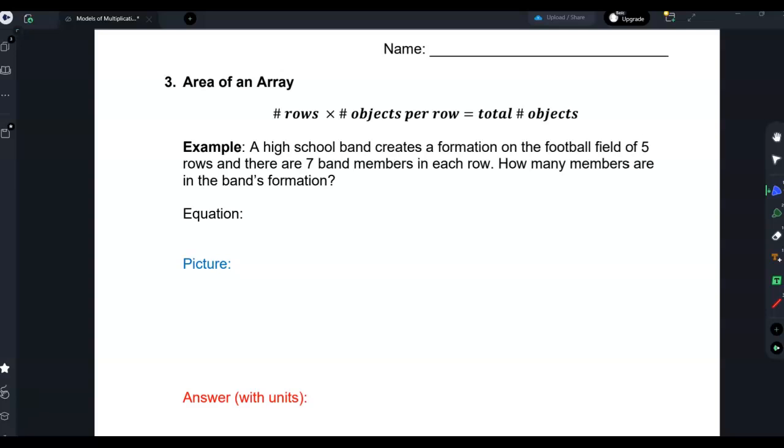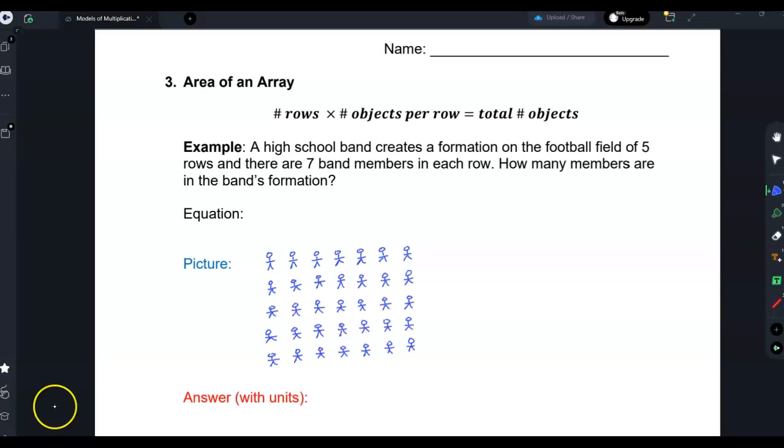So I'm just going to draw this, right? So this says that there are 5 rows. There's 7 band members in each row. So I'm just going to do like little stick figures. So like my first row, here's 1, 2, 3, 4, 5, 6, 7. So there's my 7 band members in the first row. And then I'll go to the next row and I'll just keep doing this, right? Adding 7 band members to each row. So then finally we get to that last row, and so we can see we have 1, 2, 3, 4, 5 rows, and in each of our rows we have 7 members.